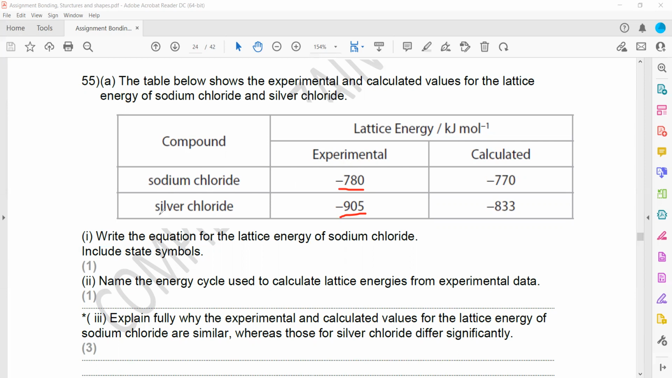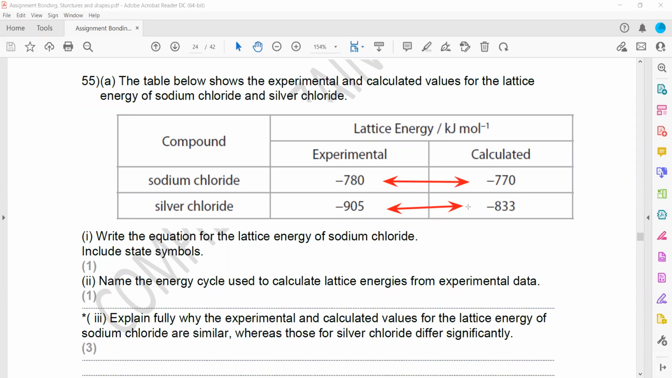Which one, sodium chloride or silver chloride? The lattice energy for silver chloride is minus 905, whereas sodium chloride is only 780. So the strength of the bond we can determine by lattice energy. Silver chloride will have a stronger ionic bond as compared to sodium chloride.